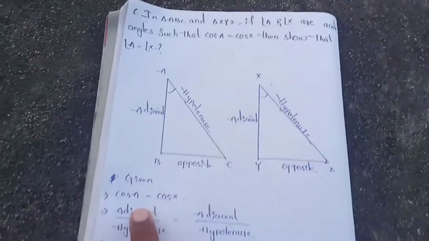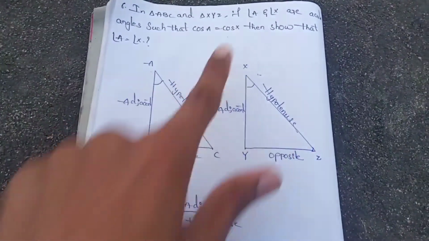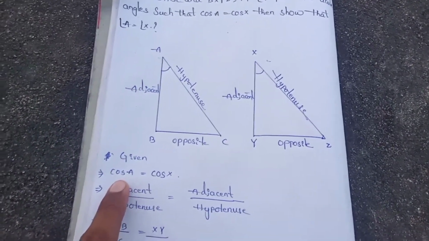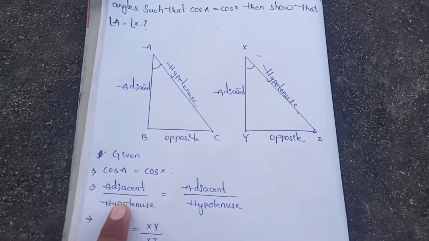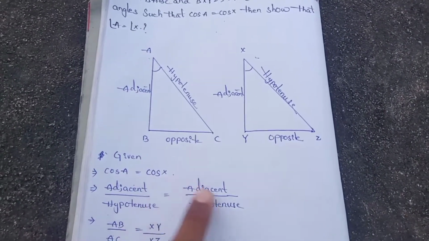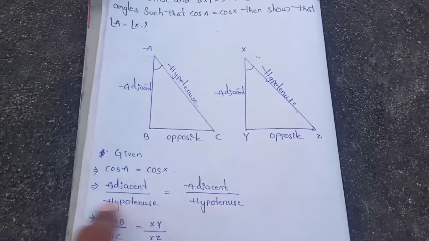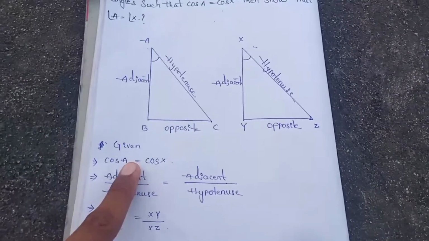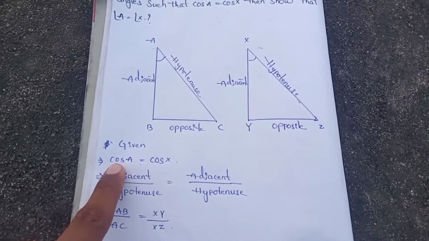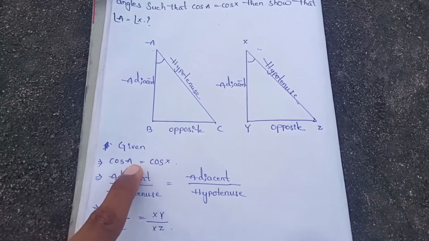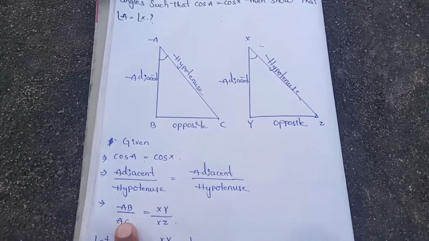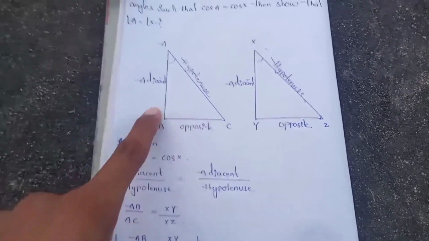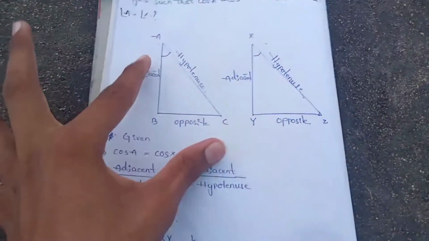What is given here, first of all, we have to write it. Cos A is equal to cos X. We already know the formula for cos A: adjacent by hypotenuse. Cos X has the same formula, adjacent by hypotenuse. Variables can't decide which formula it is. Only for cos, whatever the variable may be, the formula is the same for all. What is adjacent in angle A? AB is adjacent. Hypotenuse is AC.